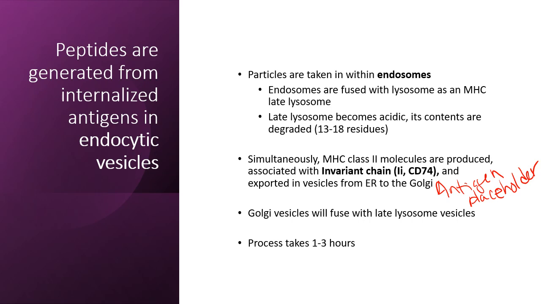So in your antigen presenting cells, which is where this process takes place, the Golgi vesicles that have this pre-made MHC class II with the invariant chain antigen placeholder are going to fuse with those late lysosomes. So you've got the lysosome coming in from the surface of the cell and digesting and degrading the peptide, and you've got that MHC2 coming from its normal pathway, a lot like MHC1. Those two vesicles are going to meet up and fuse with each other, and that's how your MHC class II is going to get its peptides. This whole process actually only takes about 1 to 3 hours.